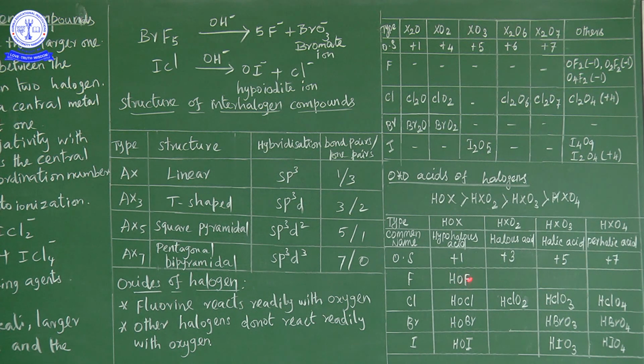Generally, hypohalous acid has the +1 oxidation state, halous acid the +3 oxidation state, and halic acid the +5 oxidation state. Perhalic acid exists in the +7 oxidation state. So those are the properties of interhalogen compounds and their oxo acids.